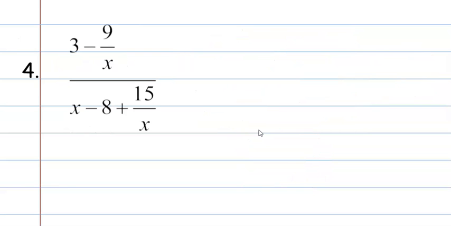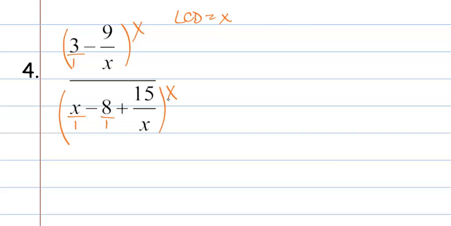Okay, so this one's interesting because the LCD, unlike the last one where it's complicated, this one's super easy. Our LCD is just x. There's nothing else. These are ones. You don't have to worry about ones. So we're just multiplying everything by x.